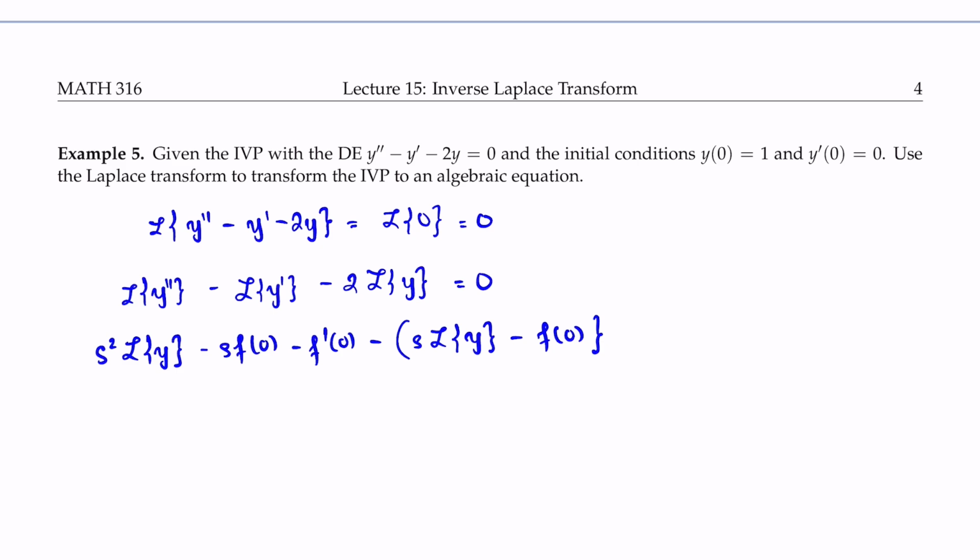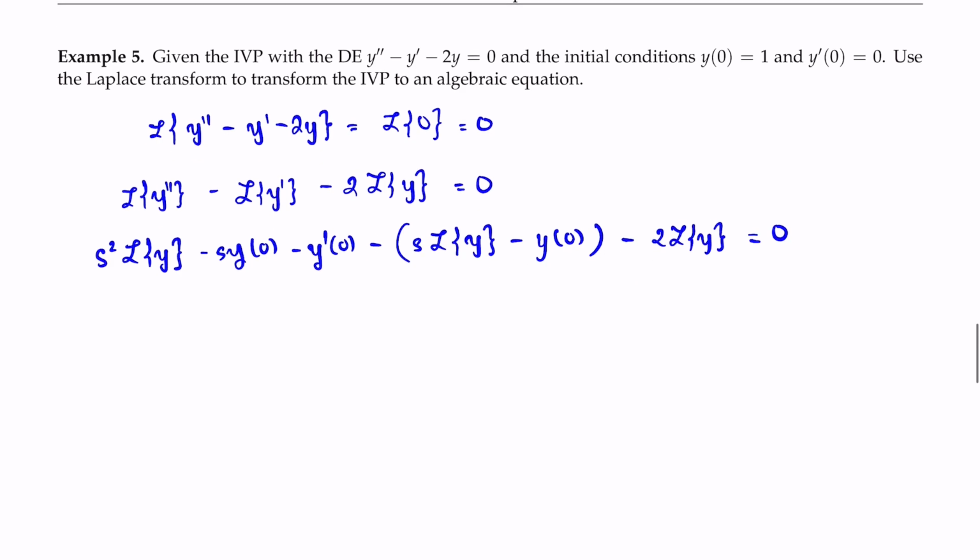So in this case, sorry, it's y. So let me switch that to y. So s times y of 0. This one is y prime of 0. And this one is y of 0. Okay. And then at the end, you have minus 2 times Laplace transform of y, equal to 0.